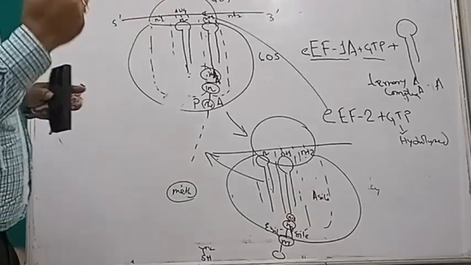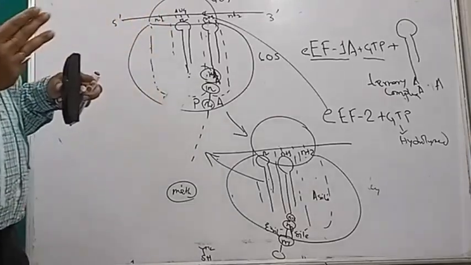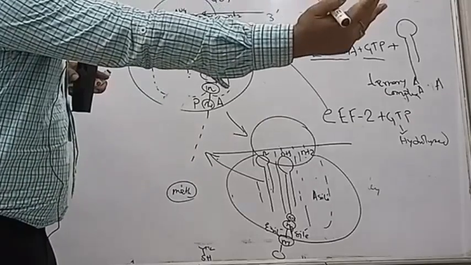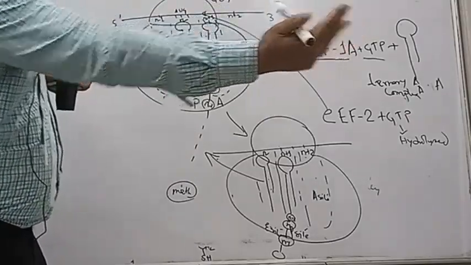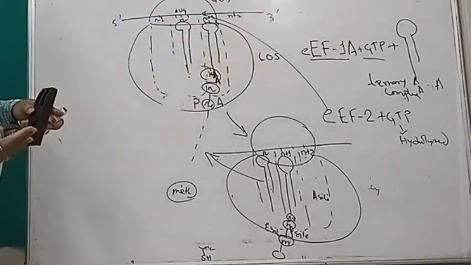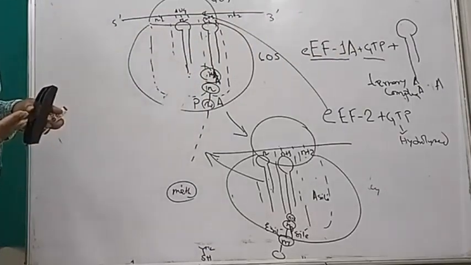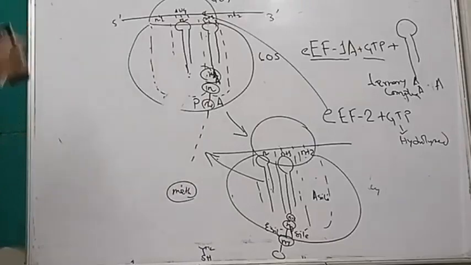Again elongation factor 2 will come with GTP hydrolysis. What will happen is that the ribosome is going to move a sequence further, and the position of the tRNA is going to change, the P site, A site respectively, right? So this is what happens in the elongation process.